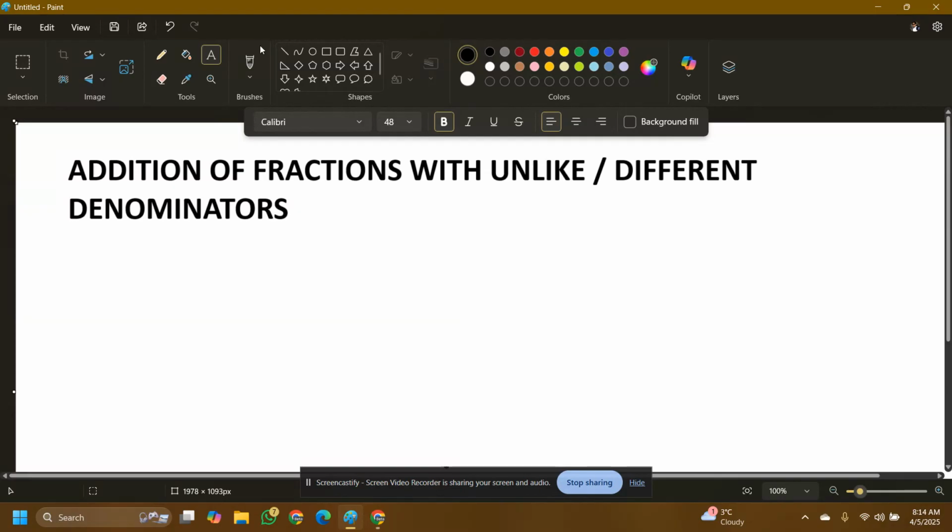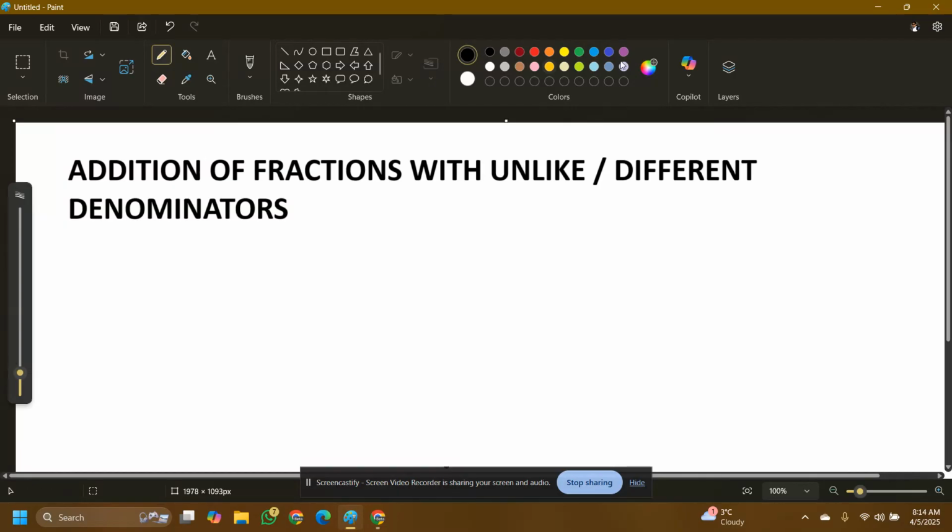So we are going to add up the fractions over here, which have unlike or different denominators. The very first example which I'm going to use is 3/6 plus 2/5. So friends, as we can see here, we have 2 different denominators, which are 6 and 5.